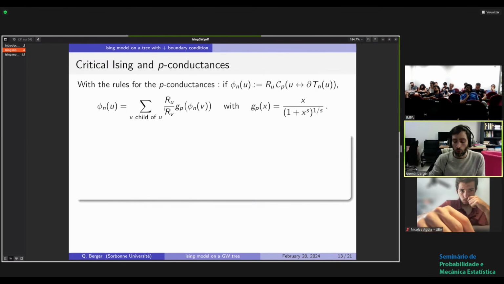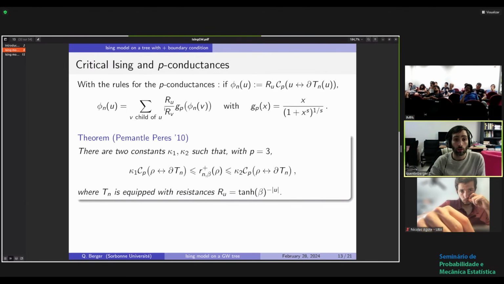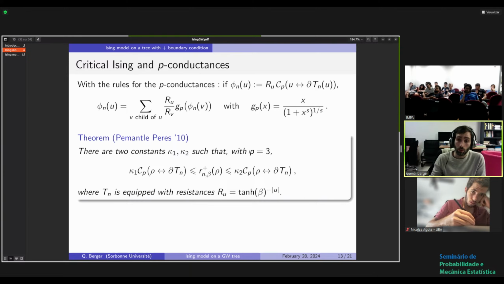So this looks a lot like the Ising model, and Pimentel and Paris showed the following: if you look at the log likelihood ratio, you can compare it with the P conductance between the root and the leaves. The P that you should choose here is P equal 3. I'll explain in a minute why P equal 3 here.